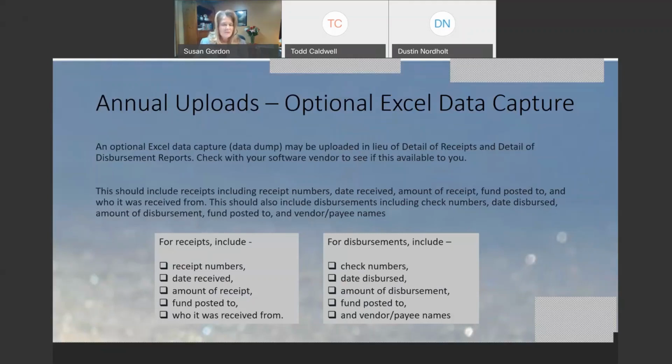There is also an option for an Excel data capture for annual uploads, and that would be for your detail of receipts and detail of disbursement reports. You would have to check with your software vendor to see if that's available to you, but if it is, you are certainly welcome to take that option. And then we have a listing here for the receipts and for the disbursements, what's needed for each one of those, if you choose to do this data capture.